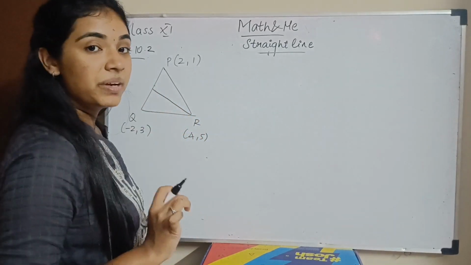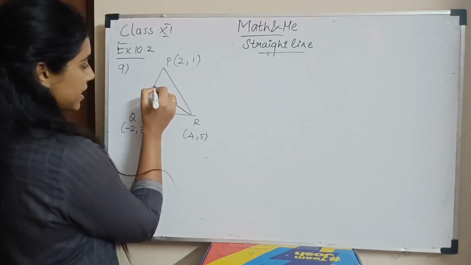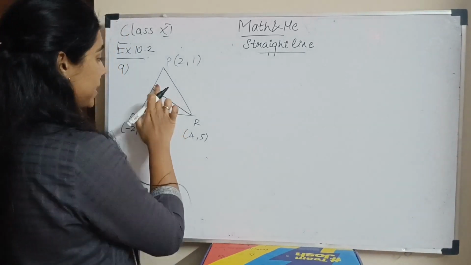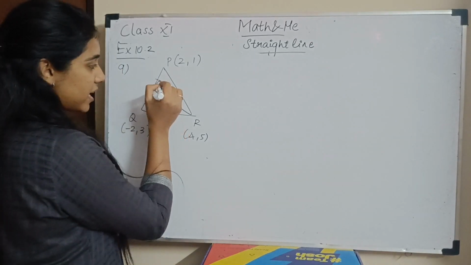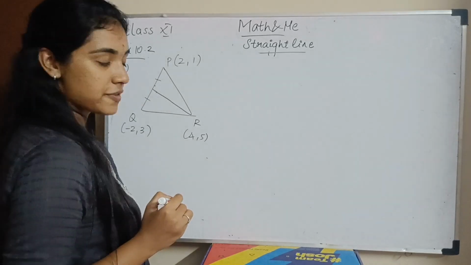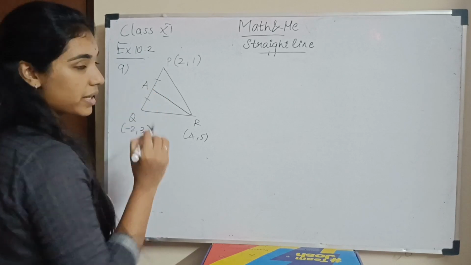So what do you know about median? What is the difference between a median and an altitude? Altitude makes an angle of 90 degree. But median does not make an angle of 90 degree, but instead it divides the line segment into two equal halves. So we have to find the equation of this particular line. Let me name it as RA.